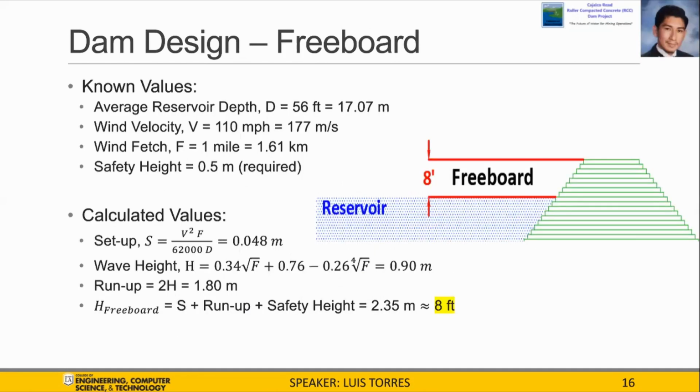The freeboard is the vertical distance from the surface of the water in the reservoir to the crest of the dam, and its purpose is to prevent overtopping caused by large waves that are produced by wind forces. Some parameters of our design include the previously mentioned 56-foot reservoir depth, as well as a wind speed of 110 miles per hour and a wind fetch of 1 mile. We used those parameters to solve for the setup, wave height, and run-up. We then took the summation of the setup, run-up, and the required safety height to get a freeboard height of about 8 feet, as you can see from the image to the right.